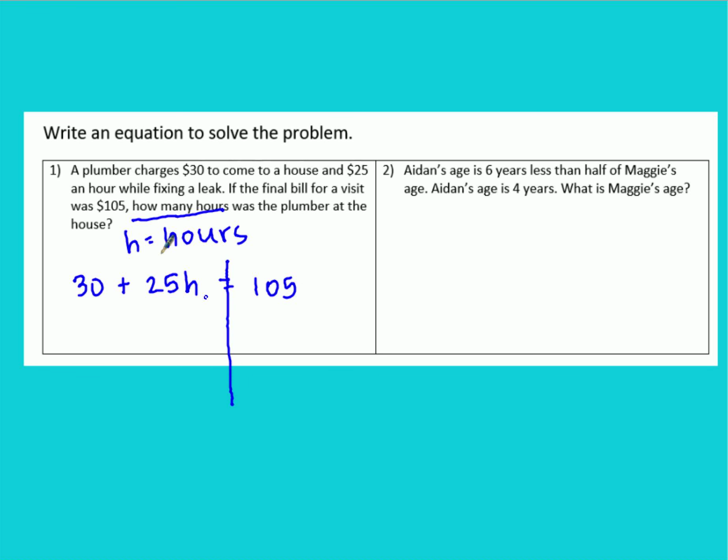So I look for my side with the variable, and I get rid of my constant. So my constant in this case is positive 30. The opposite of plus 30 is minus 30. So on both sides I'm going to subtract 30 here. 30 minus 30 gets us 0. So we bring down positive 25h, which is just 25h. 105 minus 30 gets us 75. So right now I have 25 times h.